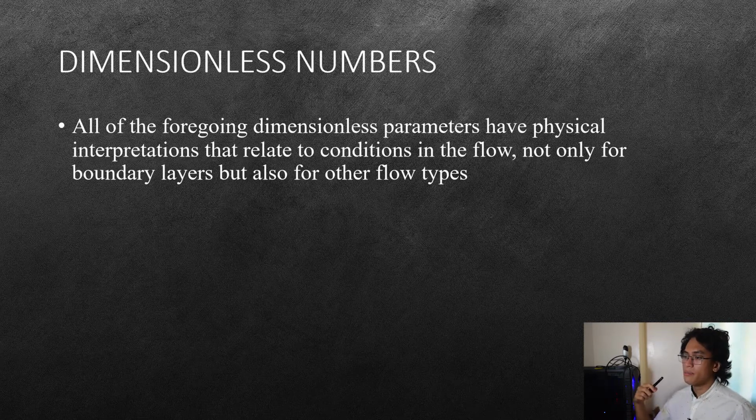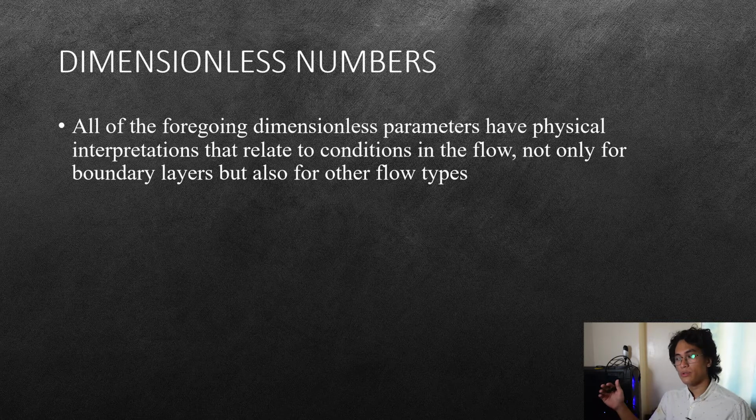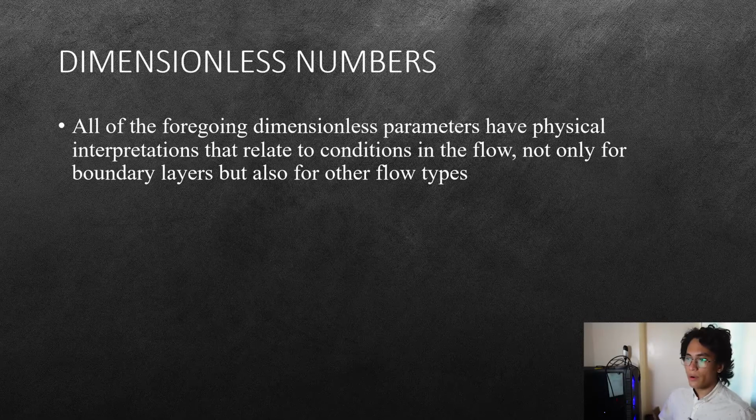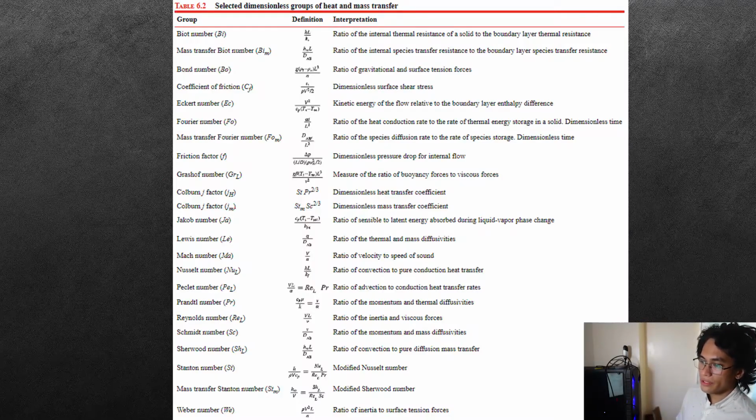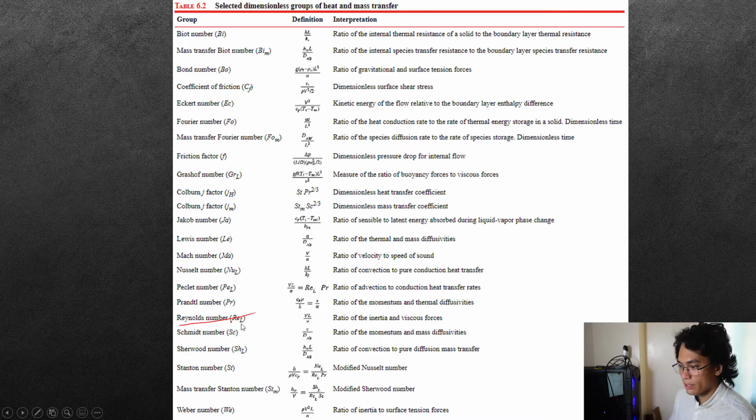So dimensionless numbers are dimensionless parameters which have physical interpretations that relate to the condition in the flow, not only in the boundary layers but also for other flow types. In simpler terms, dimensionless numbers are used in order to establish a kind of criteria. An example of that, we learned this in our fluid mechanics, is our Reynolds number. This Reynolds number became our criteria for our flow type.